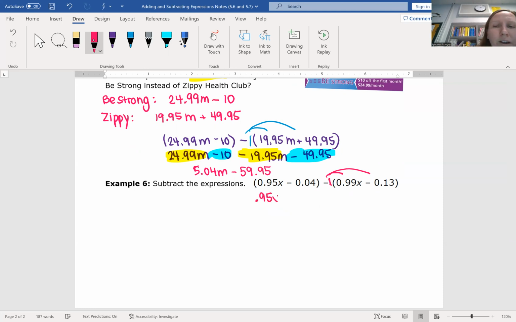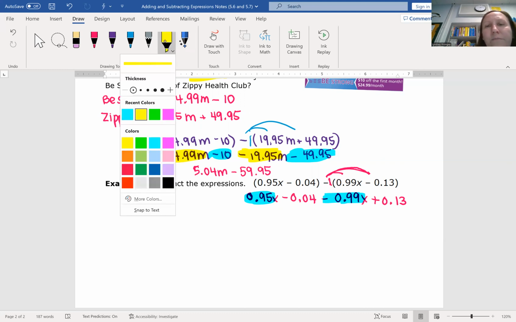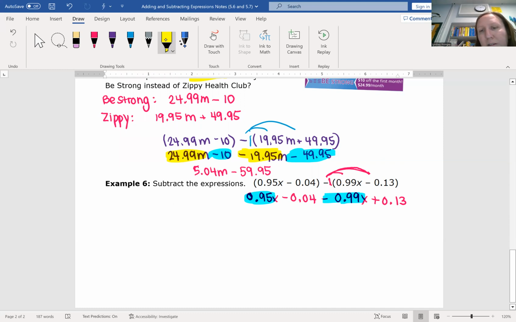So we're going to get 0.95x minus 0.04 in the first one because those parentheses don't matter. But now distributing that negative, this becomes a minus 0.99x. And then a negative times a negative means this is really going to become a positive 0.13. And now combining together, I have my x's and my x's. And notice I'm keeping the signs in front of them with them. Okay, if writing this back out and putting your like terms next to each other is helpful, keep using that strategy, that is fine.